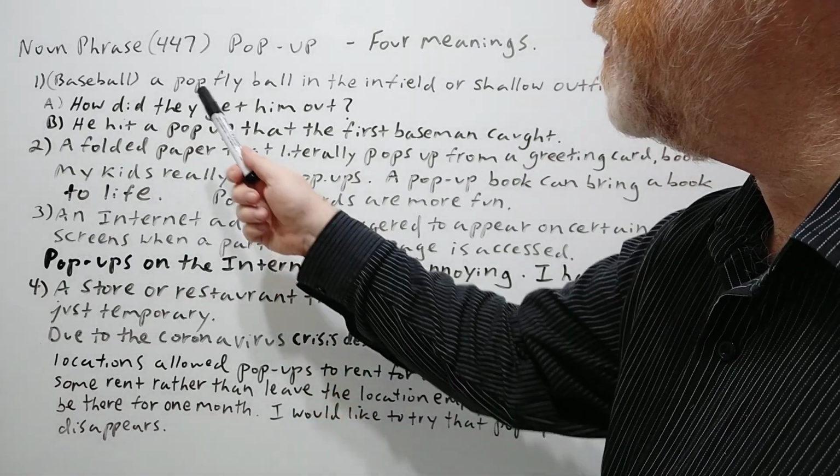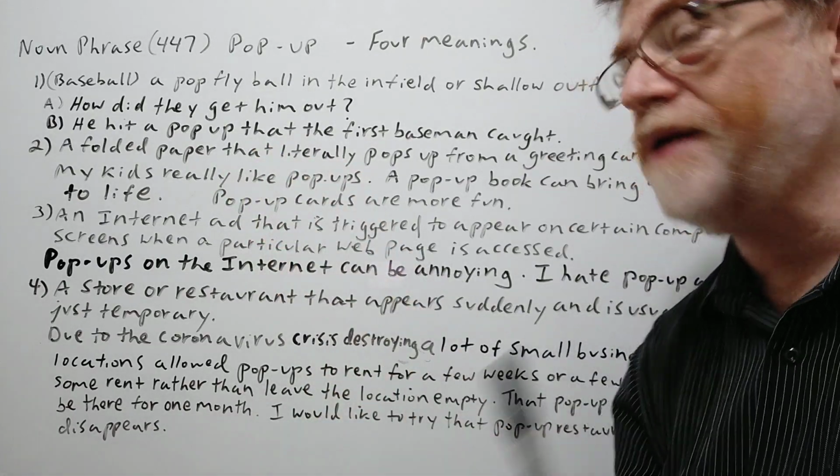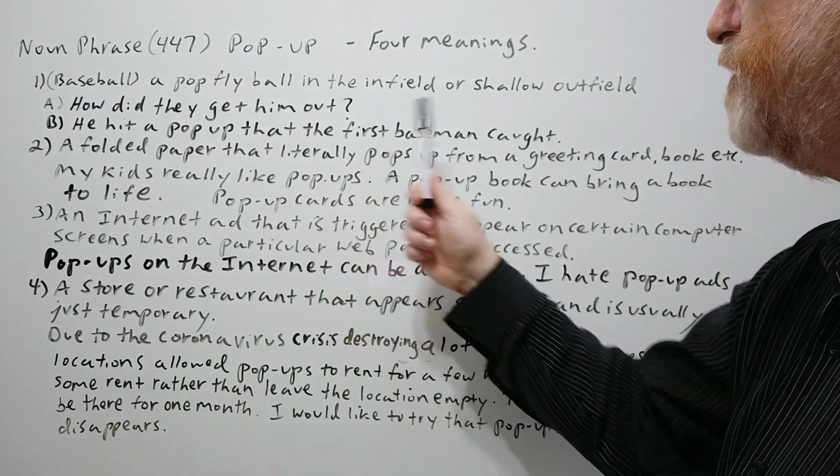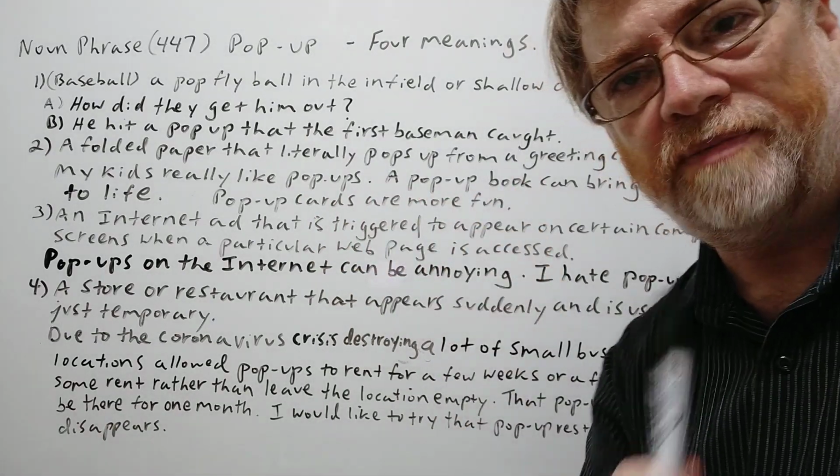All right, so here's the first question. How did they get him out? I mean, how did they get the batter out? He hit a pop-up that the first baseman caught. Yeah, simple.